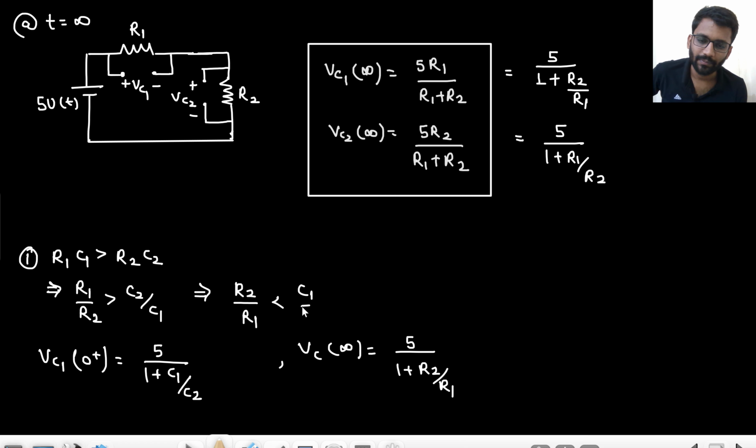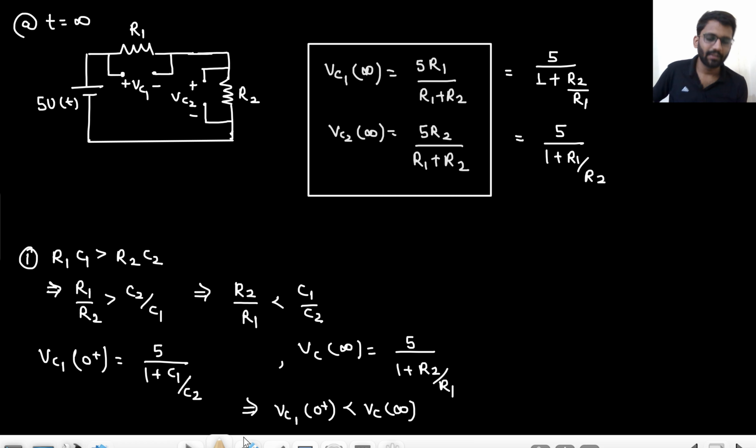Now see one thing, R2 by R1 is less than C1 by C2. So which is larger? C1 by C2 is larger. That means this value is larger, that means this value is low. So VC1 at 0 plus is lower than VC infinity. So VC infinity is the larger value.